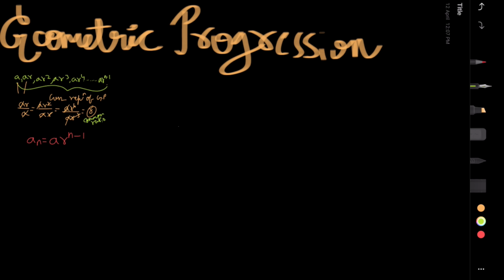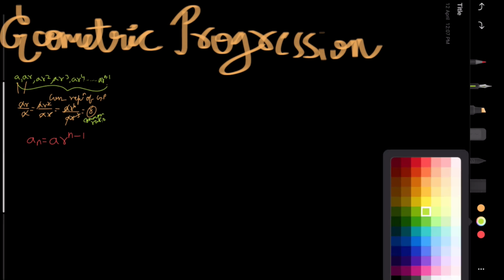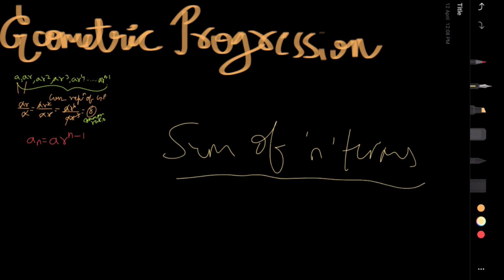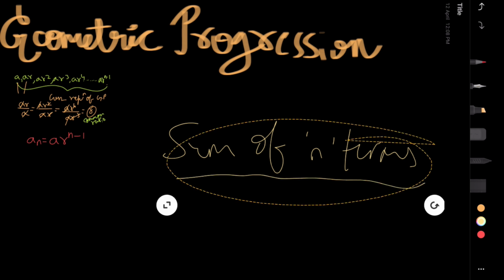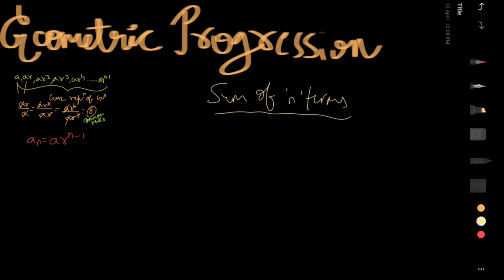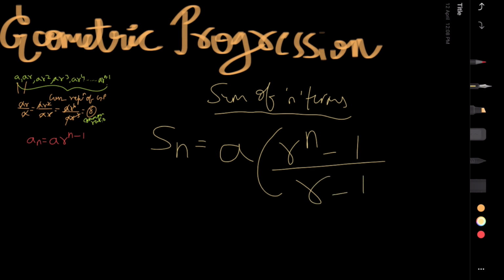Now, sum of n terms in GP. What is the sum of n terms of a GP? We will see. This is also an important formula that we have to remember. Sn, the sum of n terms of a GP, is equal to A times (R to the power of n minus 1) divided by (R minus 1).